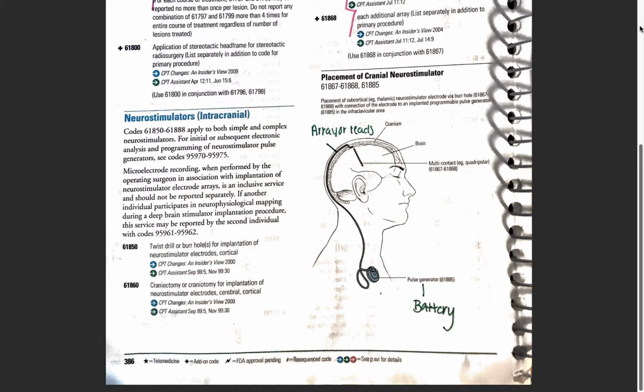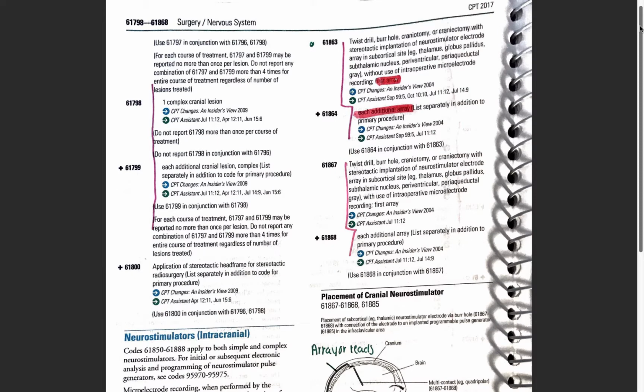Cortical. So in this procedure, they are specifically doing a twist drill or a burr hole to implant the neurostimulator. In 61860, a craniectomy or craniotomy is used to implant the neurostimulator. 61863 is for a twist or burr hole, craniotomy, or craniectomy with stereotactic implantation of a neurostimulator electrode array in the subcortical site, and it gives examples of those sites, without the use of intraoperative microelectrode recording. First array. The add-on code underneath it is for each additional array or electrode.